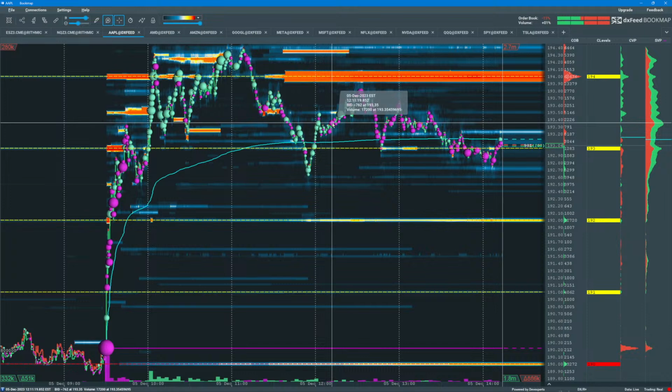All right, Troutfly asks, how do you like to personally use the delta column on your Bookmap chart?